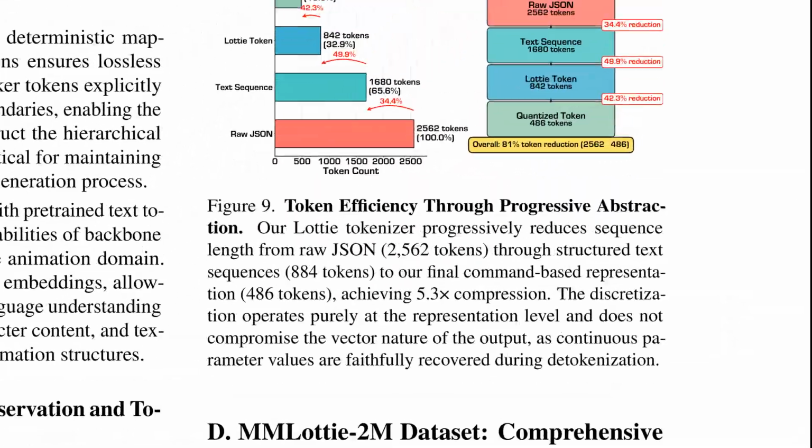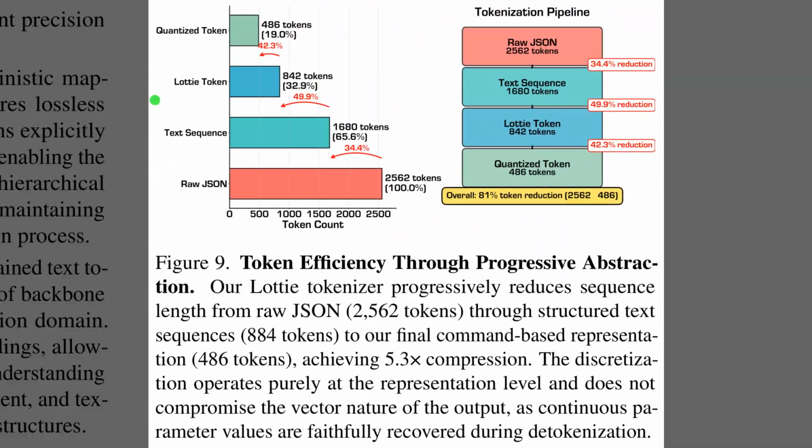Okay, effectively, Figure 9 explains the efficiency that makes this performance possible. On the left, the bar chart identifies the problem, where the raw JSON format shown at the bottom spans over 2,500 tokens. The pipeline on the right illustrates the solution. It progressively compresses this data, transforming raw code into text sequences and finally into quantized tokens. This achieves an 81% reduction in size, shrinking the sequence to just 486 tokens, which drastically simplifies the generation task.